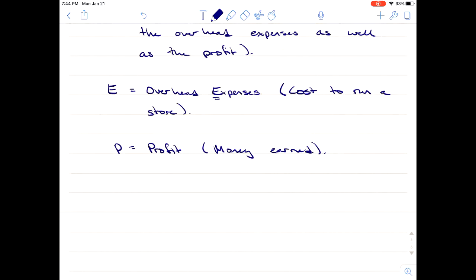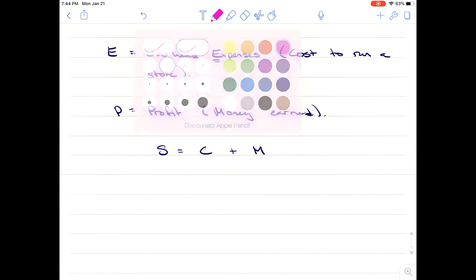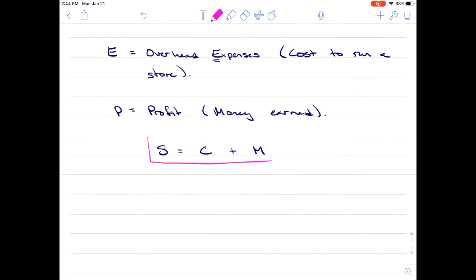Okay. So we've got these formulas. So now I'll introduce some formulas here. So we've got S is the cost plus the markup. That one's on your formula sheet.